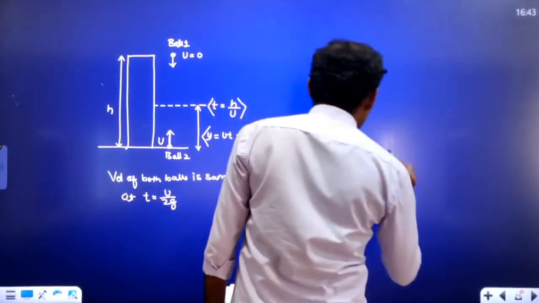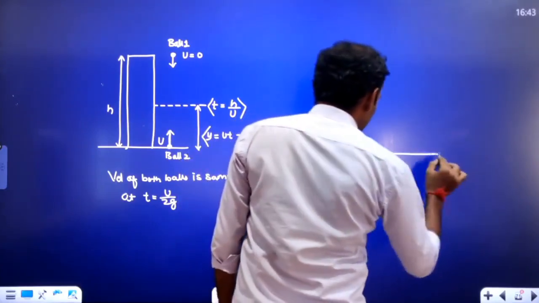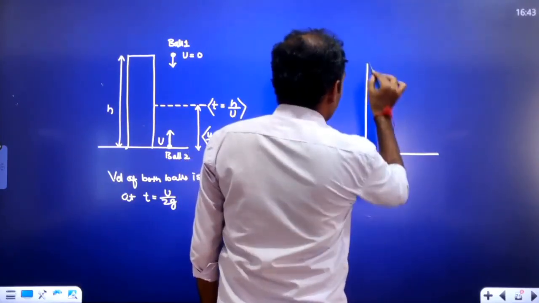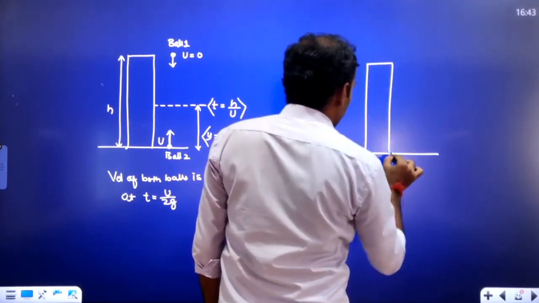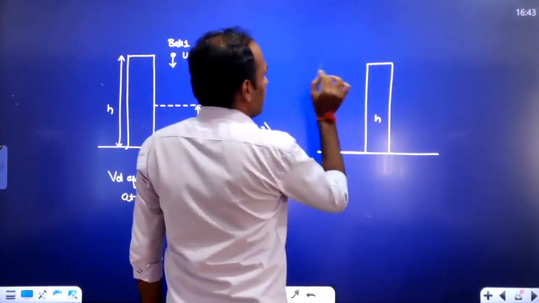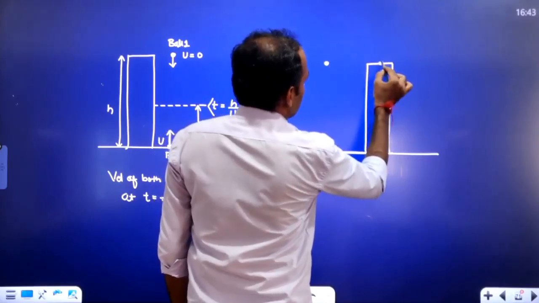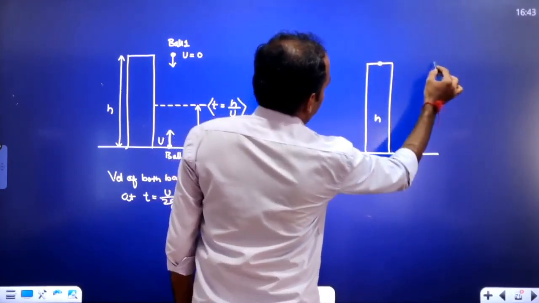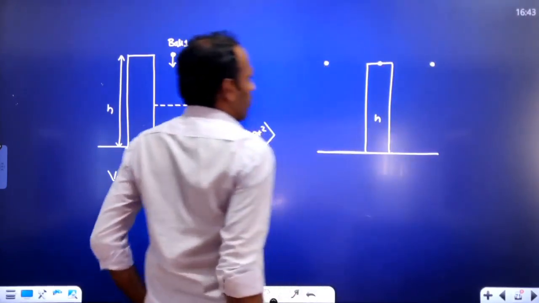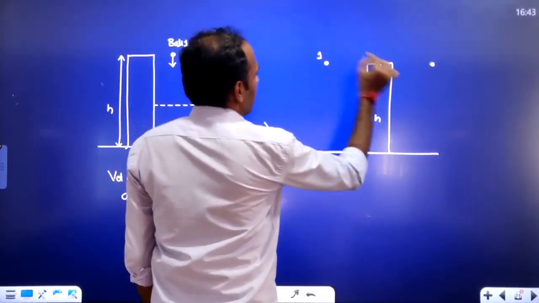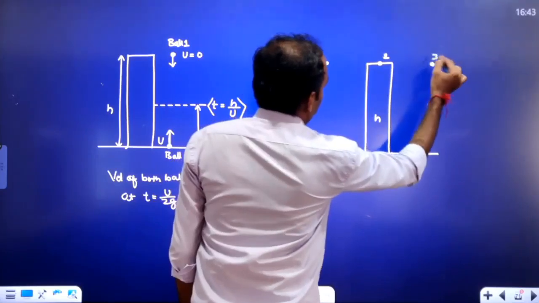We'll go for one more case now. Let me say this is the tower whose height is h. I am taking 3 balls here. All 3 balls have been thrown or dropped from the same height. This is ball number 1, this is ball number 2, and this is ball number 3.